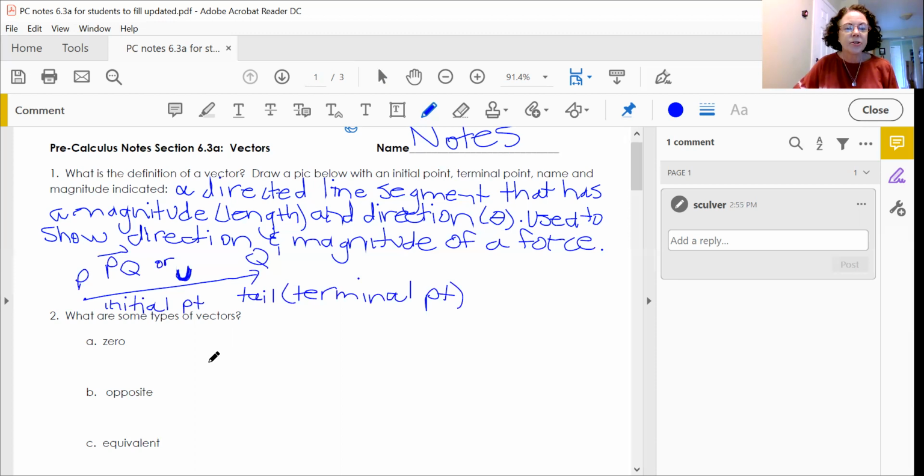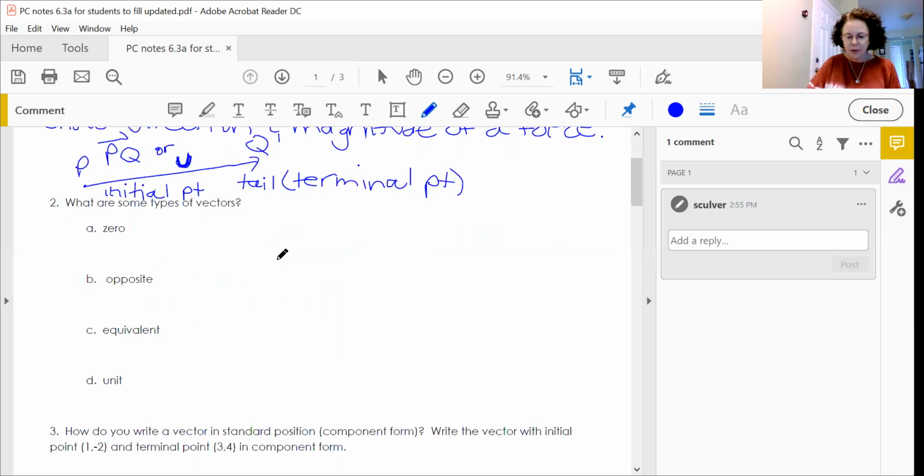So what are some types of vectors? There is a zero vector. A zero vector has no magnitude. Now you may be like, okay, well, if there's no magnitude, then there's no force. So why would we need a zero vector? Because often we're looking to put vectors in equilibrium to create a zero vector, a vector with no magnitude. So we'll take a vector and add to it its equilibrium vector to get a zero vector.